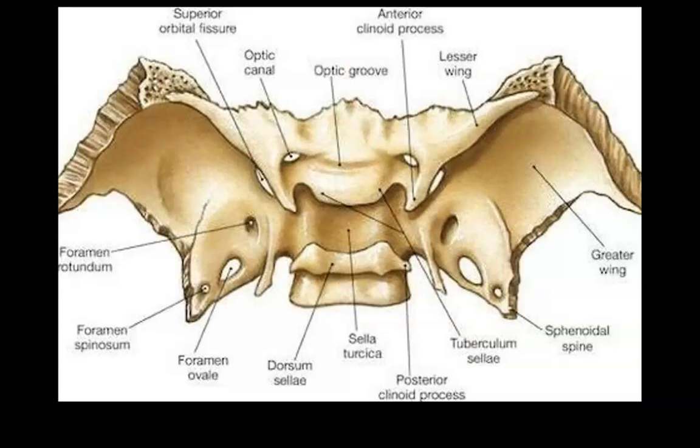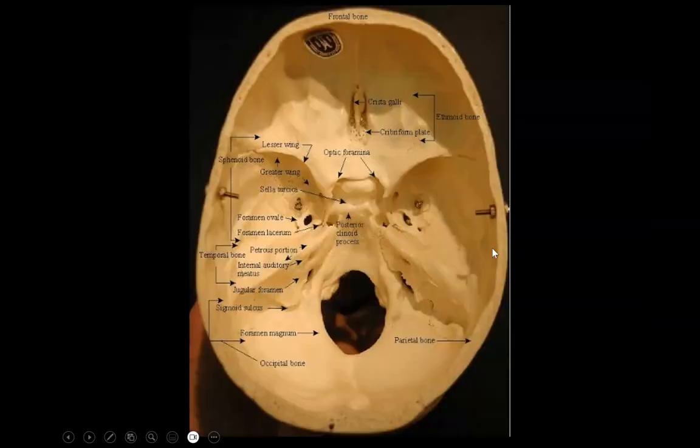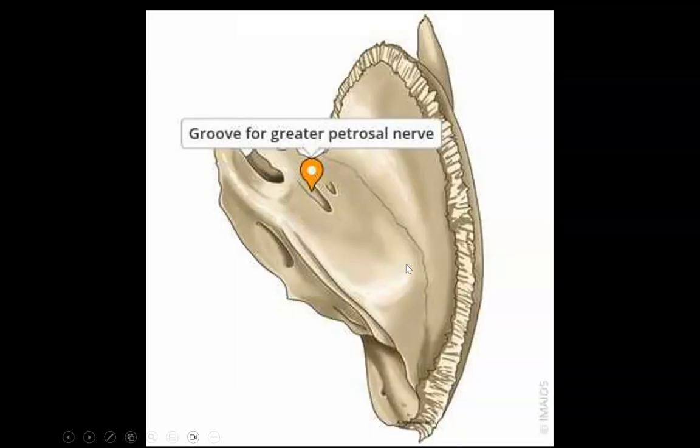Of course, you know about lateral structures here, the lesser wing, the greater wing of the sphenoid, and the foramina. Here the lesser wing with the anterior clinoid, here the greater wing of the sphenoid with the foramen rotundum, ovale, spinosum, foramen lacerum, petrous bone, internal auditory canal, and here is the groove for the greater superficial petrosal nerve.